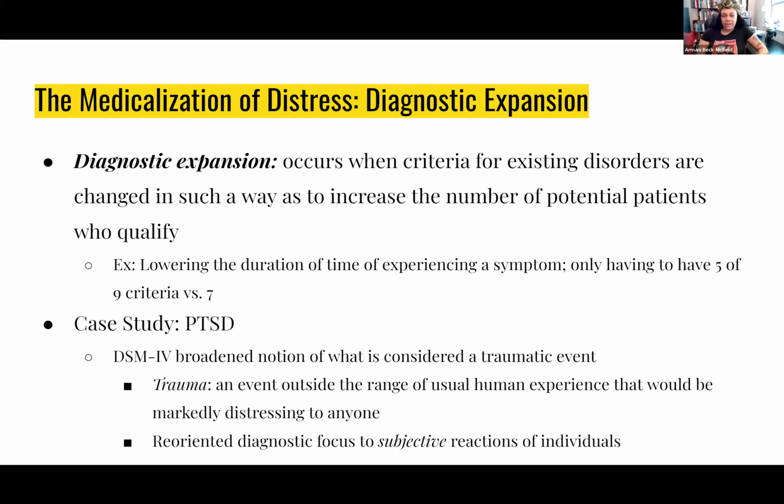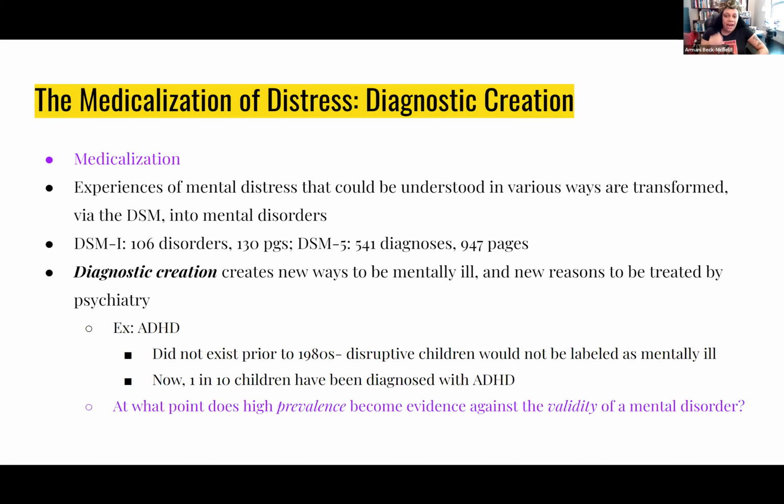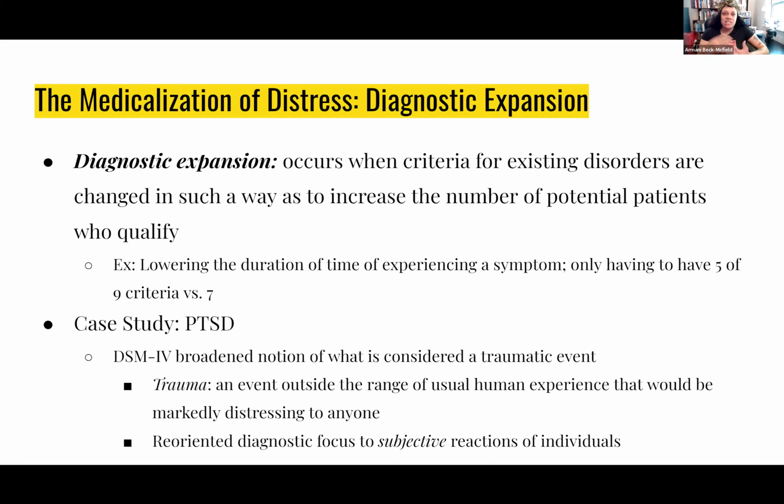Or it could also be decreasing the number of symptoms you have. So instead of having to have 7 out of 9 of the criteria for borderline personality disorder, now you only have to have 5 out of 9. So diagnostic expansion is really just expanding the criteria to include more people in it. Diagnostic creation, creating new diagnoses. Diagnostic expansion, expanding the criteria so that more people are considered, or more people fall under this diagnosis. So I'll give you the example of PTSD. The DSM-IV broadened the notion of what is considered a traumatic event.